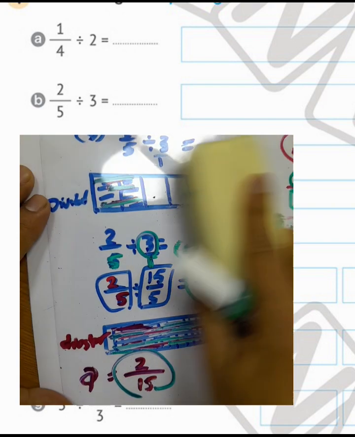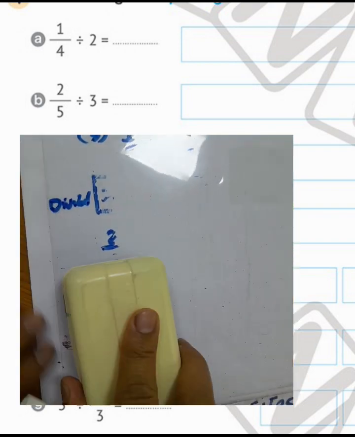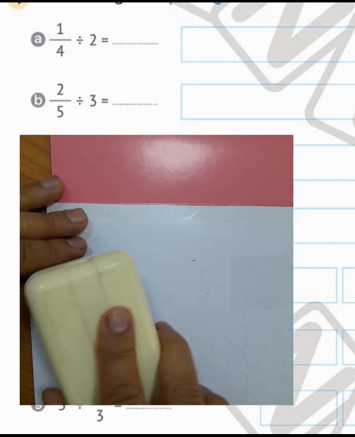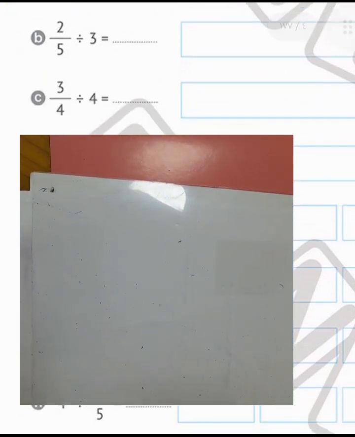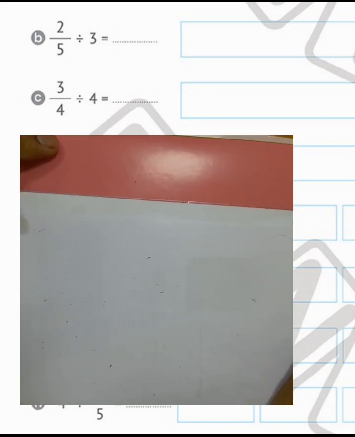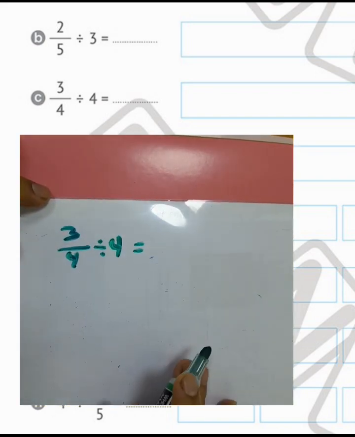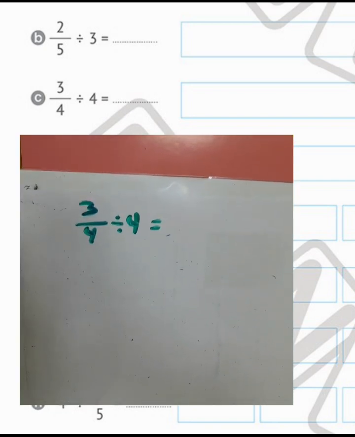We have 2 methods to solve the example. Understood? Okay, next example, question letter C: 3 over 4 divided by 4. How can we solve this example?